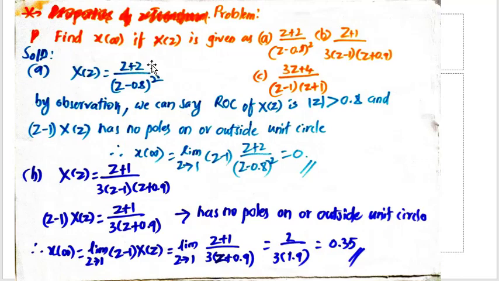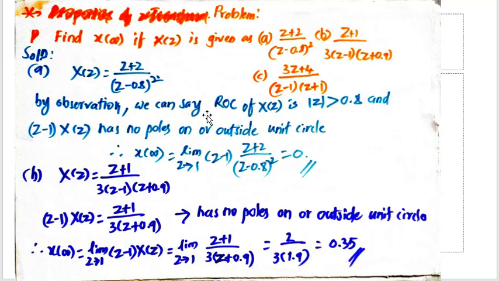If we equate the numerator to zero, z plus 2 equal to 0, then z equal to minus 2. So at minus 2, I will have the zero for the given X of z. And what about the denominator? In the denominator we have z minus 0.8 whole square. By observation we can say the region of convergence for the given X of z will be modulus of z greater than 0.8.